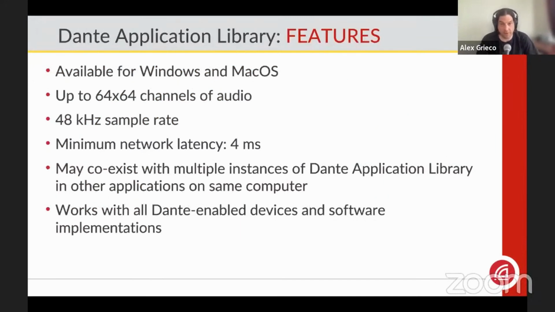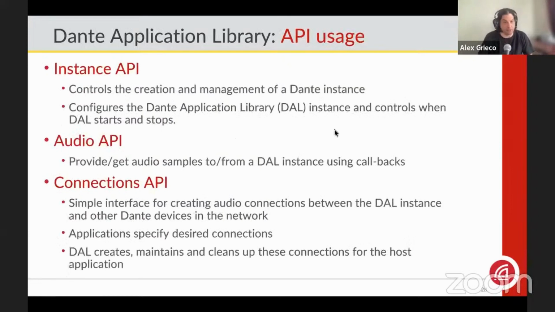So, a little bit more about the application library itself. It's available for Mac and Windows. It allows up to 64 by 64 channels per instance, and you can run multiple instances, so something to consider there. Currently it supports 48 kilohertz sample rate, with 96 and 192 soon being added. Minimum latency is 4 milliseconds, and that's again for that deterministic latency, which provides value in synchronizing sources and playback destinations. So it works with all of the existing hardware and software that's already in the market, and really comes in three parts.